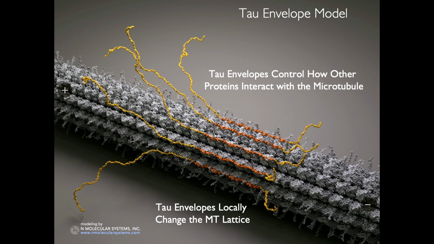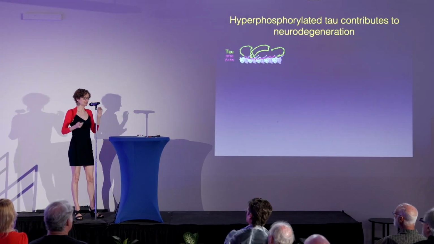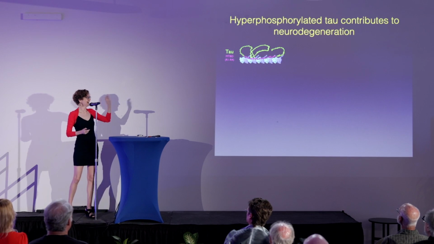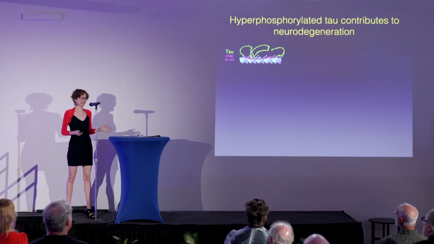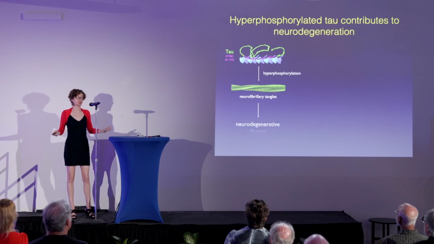So when most people think about tau, you're normally thinking about not necessarily tau on the microtubule, but what happens in disease state. And that's when tau becomes hyperphosphorylated, falls off the microtubule, and self-associates into these neurofibrillary tangles. And this is associated with a number of different neurodegenerative diseases that are often now called tauopathies. And this is just one example here.